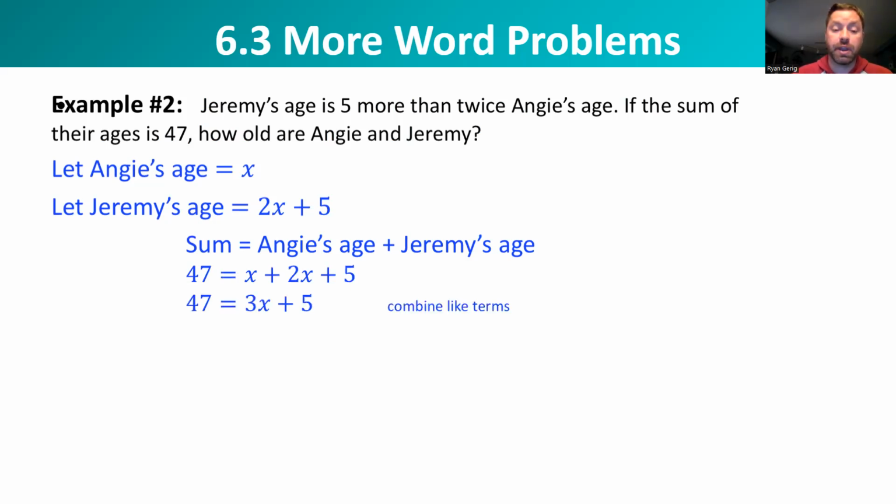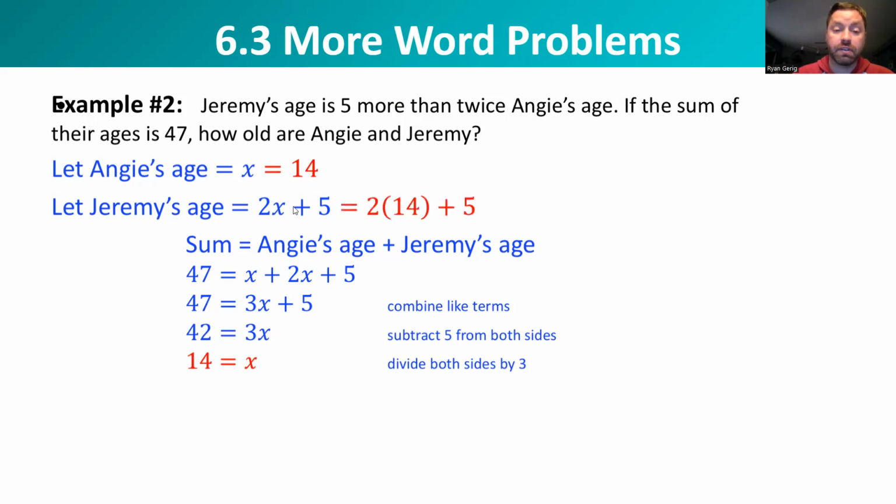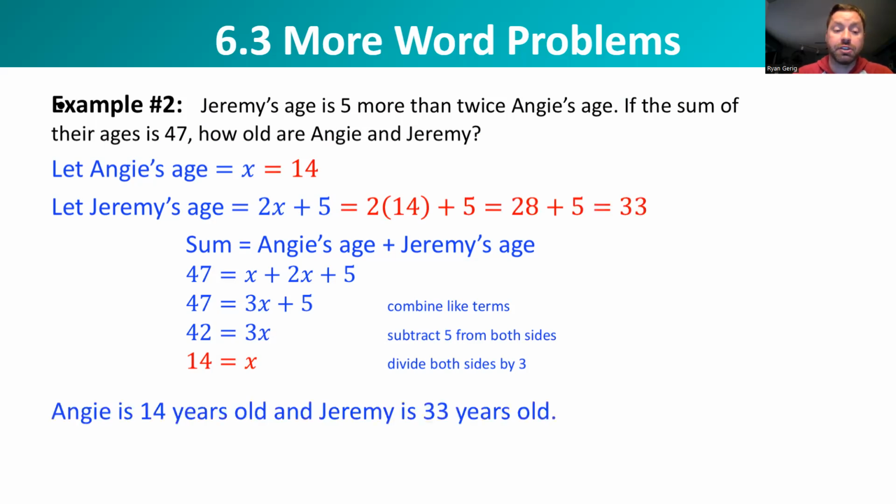x plus 2x is 3x plus 5. Subtract 5, you get 42. 42 divided by 3 is 14. Now, what does that mean? x is 14. That means that's Angie's age. Jeremy's age is twice that plus 5. So 2 times 14 is 28, plus 5 is 33. And we would conclude that Angie is 14 years old and Jeremy is 33 years old. And that concludes our 3rd lesson and concludes our week on word problems.